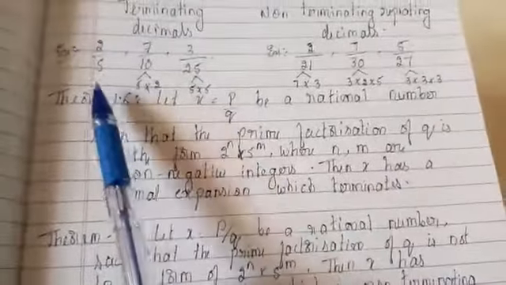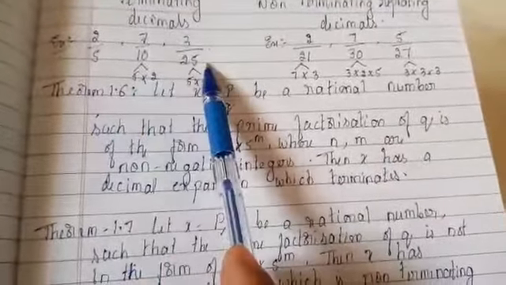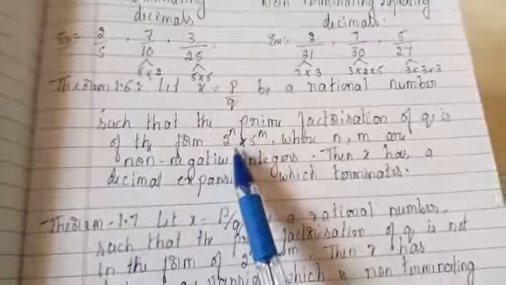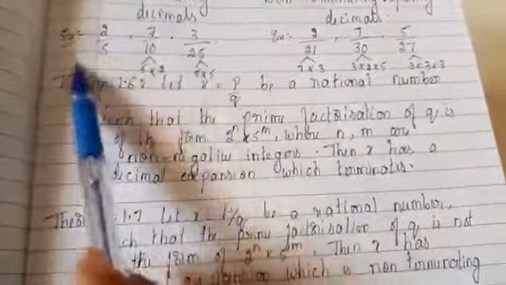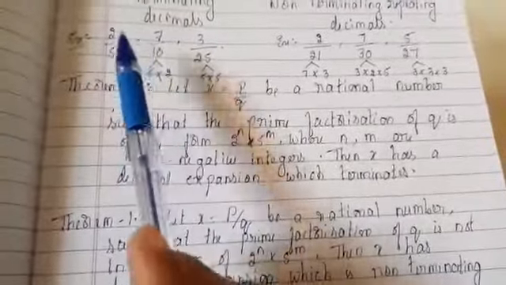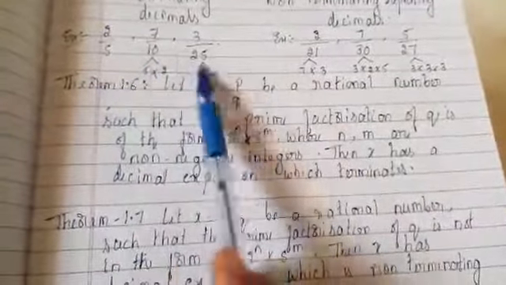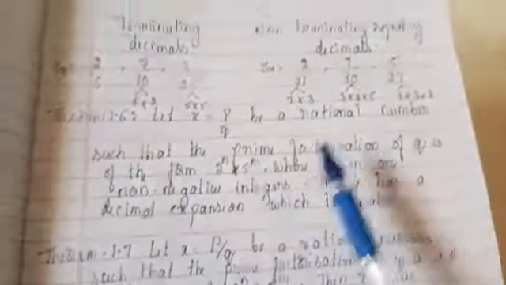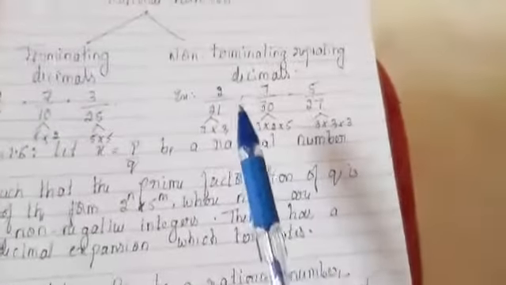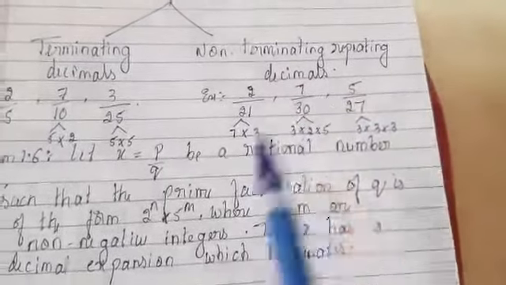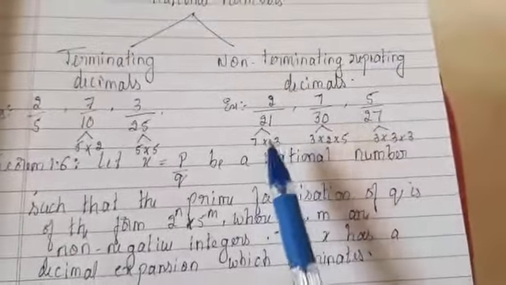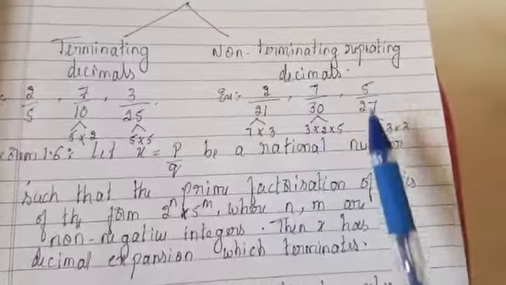You can see here that 5, 10 and 25 have only two prime factors, that is 2 and 5. Other than 2 and 5, I don't have any other factors here. Therefore, these types of fractions will terminate. Let us go to the next decimal expansion, non-terminating repeating decimals. For example, 2 by 21, 7 by 30, 5 by 27.